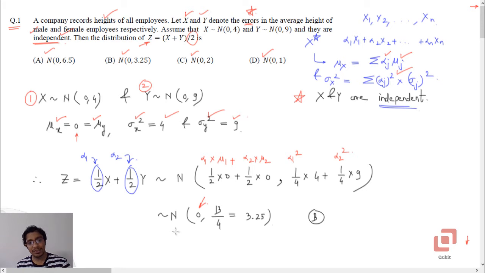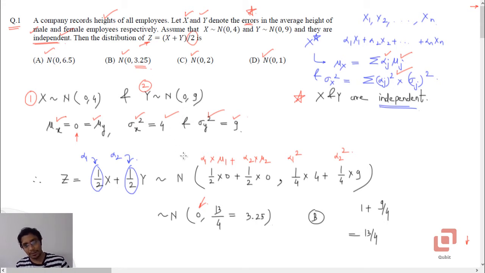So z is a normally distributed random variable with mean 0 and variance given by (1 plus 9) upon 4, right? Which is 13 upon 4. If you calculate the decimal equivalent of this, it is going to be 3.25. Hence option B.